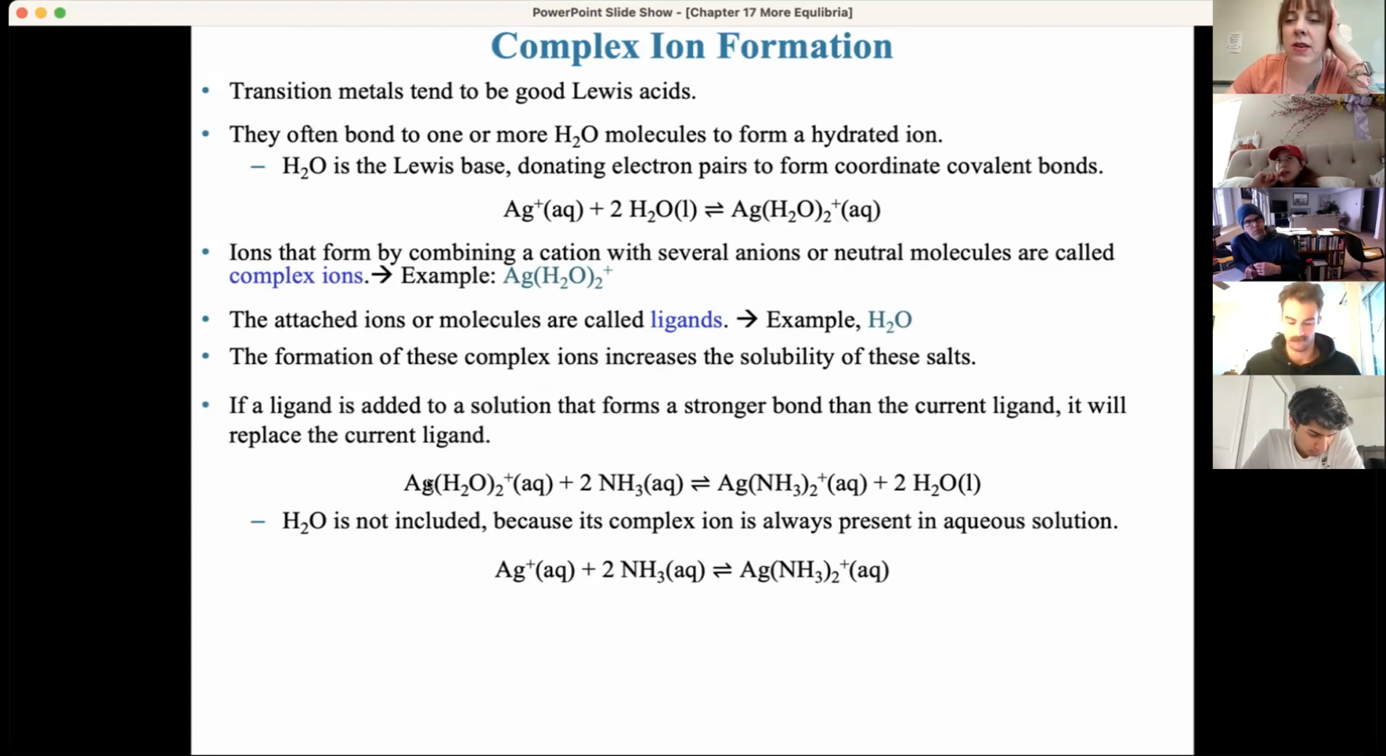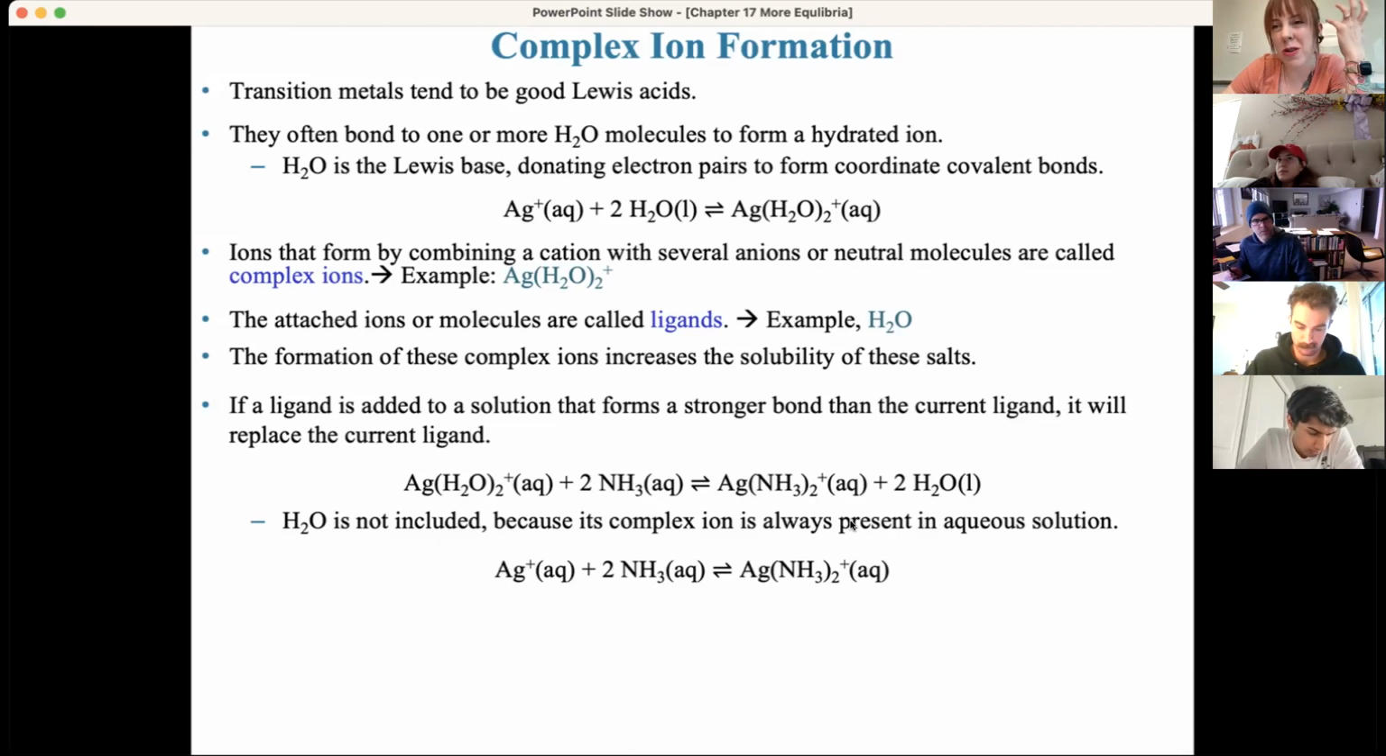So here, if I have silver dissolved in water, it's hydrated. The silver is kind of attacked by the waters, and that's dissolved. But if I put ammonia in here, that ammonia has a stronger affinity to the silver than water did, and it will replace it. So then I get these silver ammonia complexes. And so water basically gets kicked off.